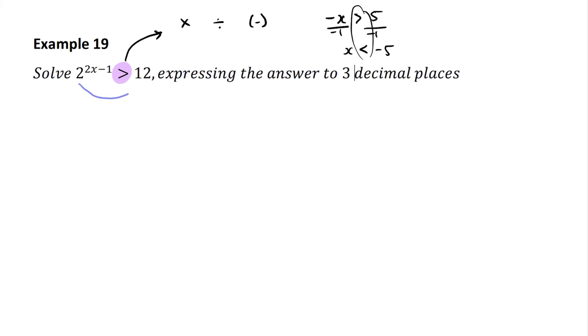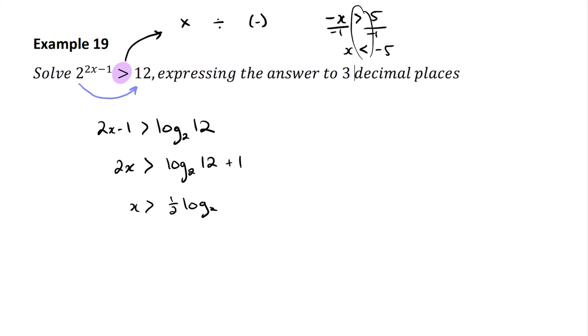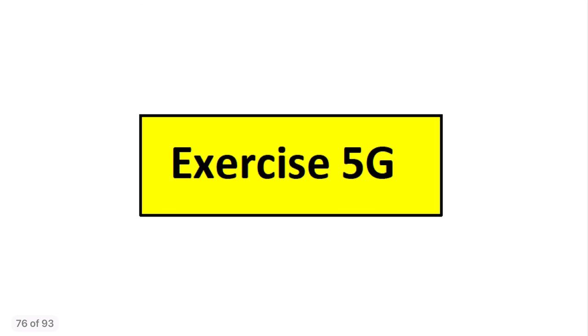So we're going to do the exact same thing, where we're going to take the 2 over to the other side by taking the log of both sides. That'll be log base 2 of 12. We'll then take the 1 over and divide everything by 2, this time making sure to divide both terms by 2. Once again, I'm at a point where I'm not able to work this out by hand, so I now need to put that into the calculator, and once you put it into the CAS, you'll find out that x is greater than 2.292. And that's the end of the exercise 5G.